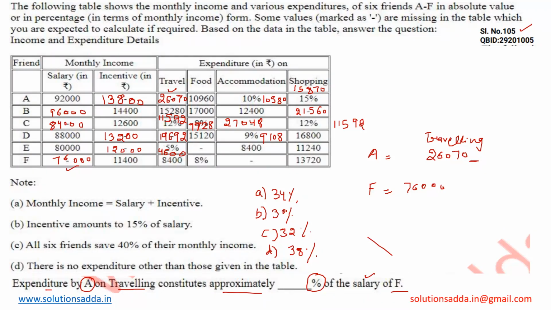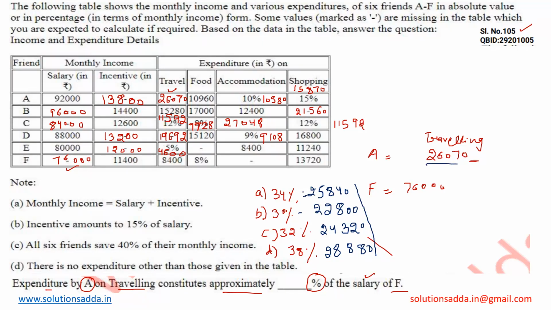So what is the amount of 34% of 76,000? That amount is equal to 25,840. Simply calculate the 34% of 76,000. And 30% of 76,000 is nearby around 22,800, and 32% of 76,000 is 24,320, and 38% of 76,000 is 28,880. So you may see which value is approximately near to this value.